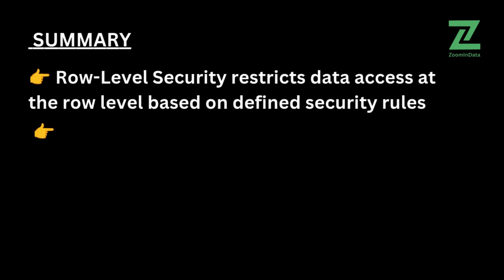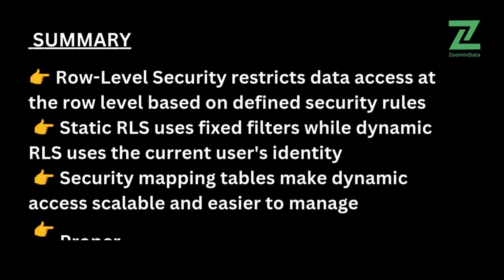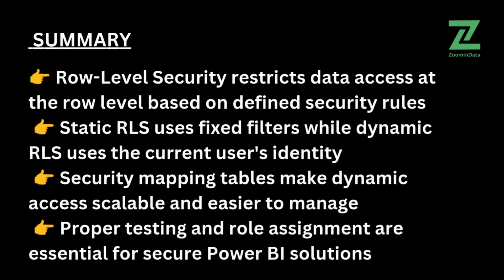Row-level security restricts data access at the row level based on defined security rules. Static RLS uses fixed filters, while dynamic RLS uses the current user's identity. Security mapping tables make dynamic access scalable and easier to manage. Proper testing and role assignment are essential for secure Power BI solutions.